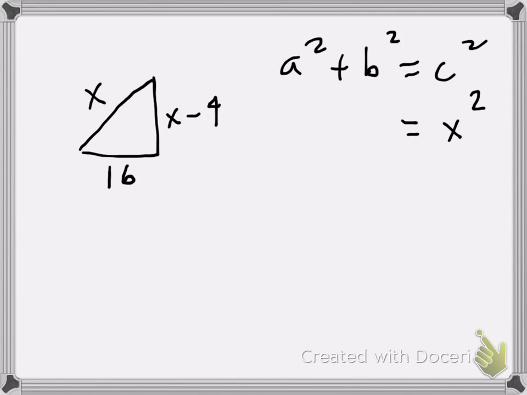The a and the b, it doesn't really matter which one of those goes where. So I'll put the 16 in for a and the x minus 4 in for b. Just remember to square them both.